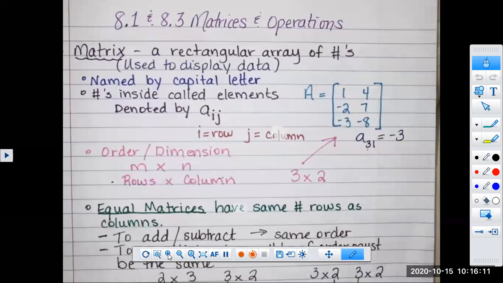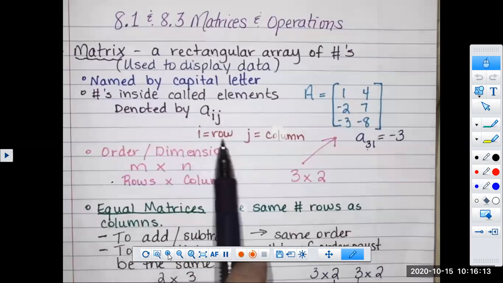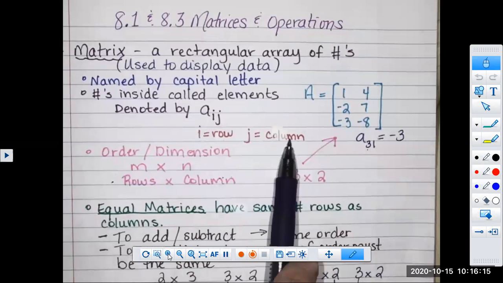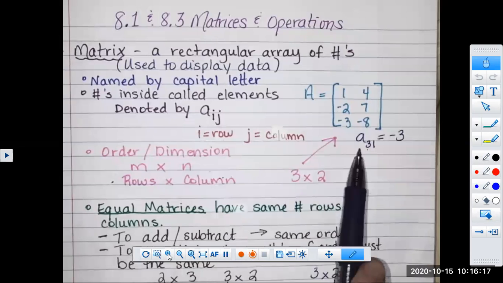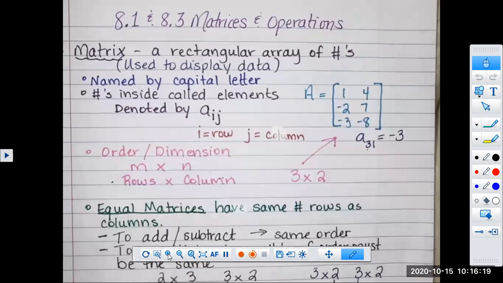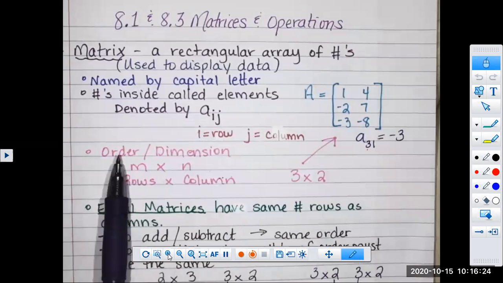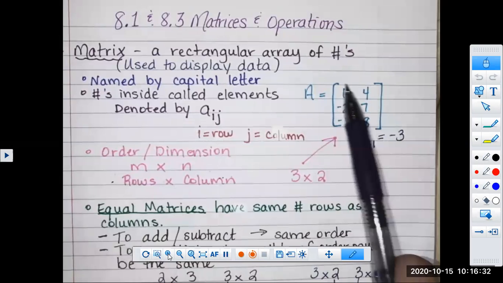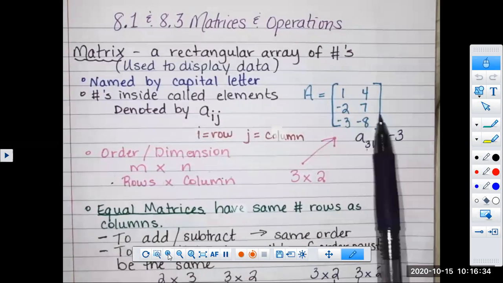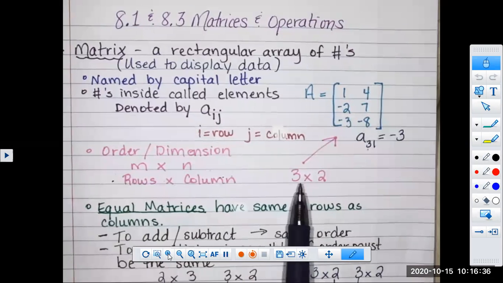Okay. So this first number is just simply the row it's at. The second number is the column. So row 3, column 1, negative 3. Okay, next thing about a matrix is it has what's called an order or dimension. And you always give that as row by column. So matrix A, it's got 3 rows, 2 columns, so we would say that's a 3 by 2.